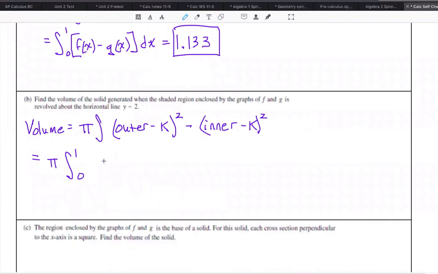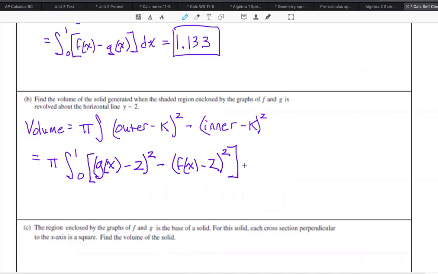All right, so here we go. I just said it's going to be g of x. Again, I'm not going to write out all of g of x. I'm just going to write g of x and then minus 2, quantity squared, minus f of x minus 2, that quantity squared, and then all of this stuff dx, all of that dx.